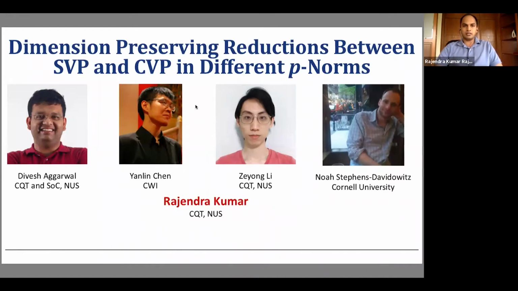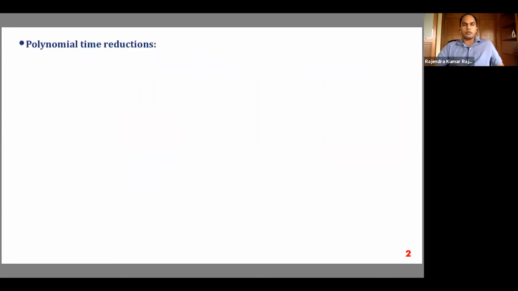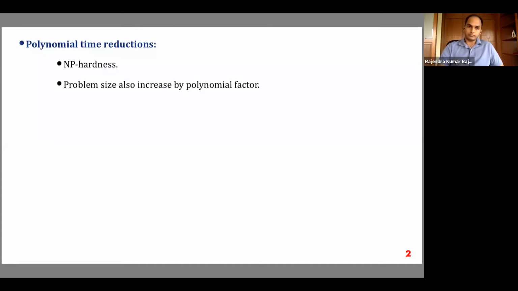So let's try to see what these keywords mean in this talk. First we'll talk about what reductions we are interested in. When we see polynomial time reductions, most of the time we use them to show the NP hardness of the problem. One of the consequences of polynomial time reductions is that the problem size also increases by a polynomial factor. And sometimes this polynomial factor might be too big. If we want a fine-grained hardness result by using polynomial time reductions, then the problem size increment will not be good for us. We want to make sure that the problem size will not increase by much.